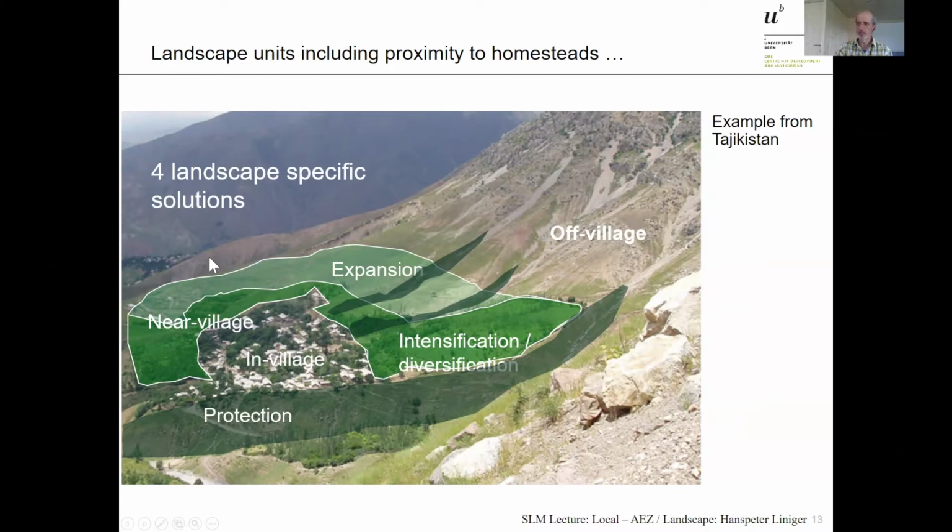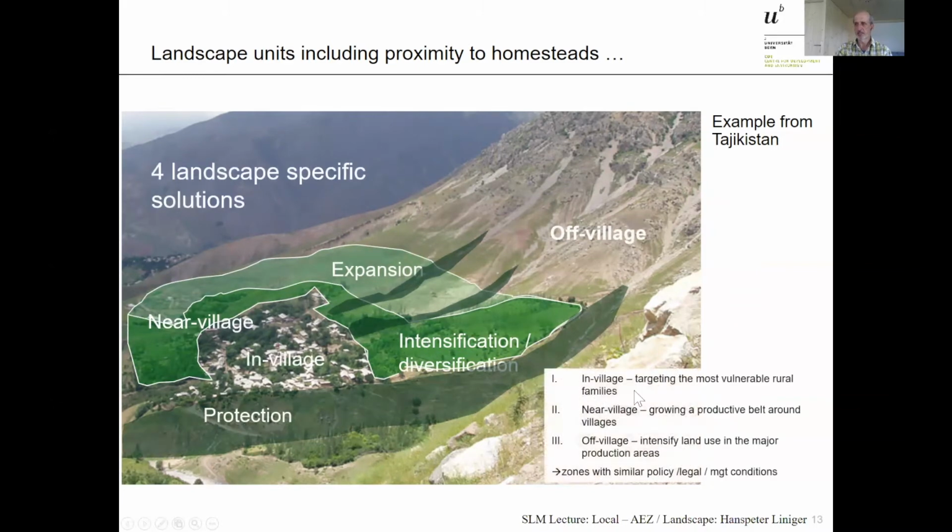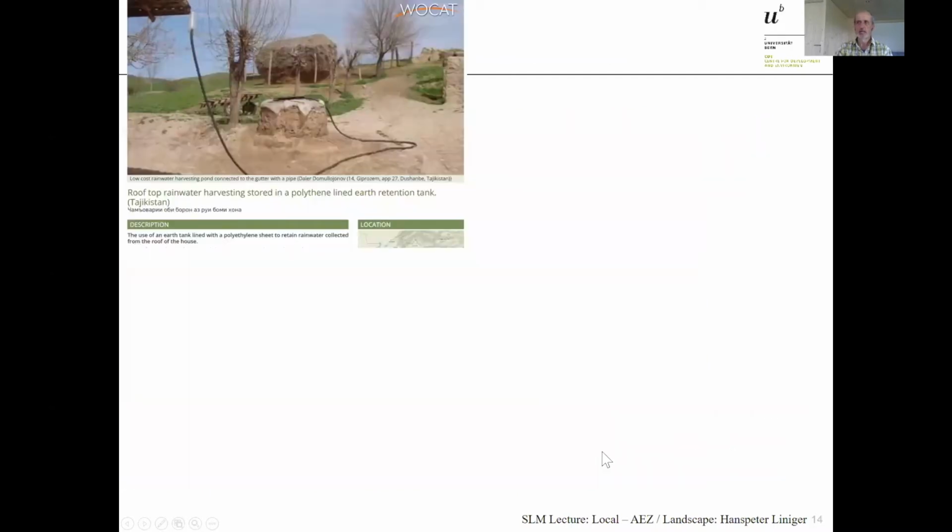And then this situation around here, we treat it as off village situation. Once we separated these units, these landscape units, and considered what are potentials and possible improvements, it helped tremendously. In village, near village, and off village. Completely different situations. Now, in village, for instance, water harvesting from the roofs is a clear one.